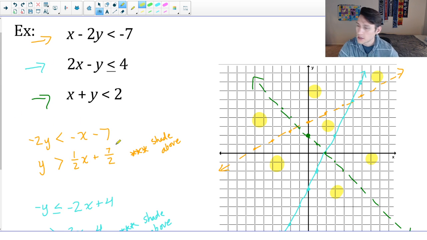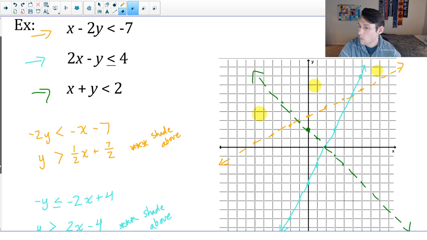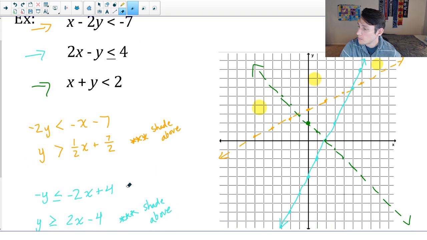Okay, so it doesn't matter which equation we start with, but we should be shading above the orange line. Okay, so these are the 3 regions that are above the orange line. So that can't be it, that can't be it, that can't be it, that can't be it, because those are all below the orange line. Right? We also want to shade above this light blue line.